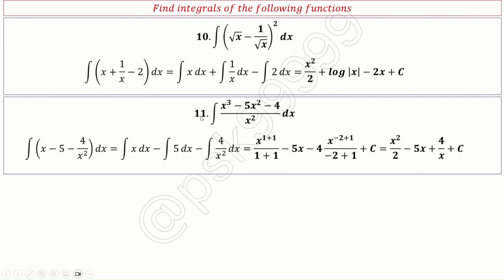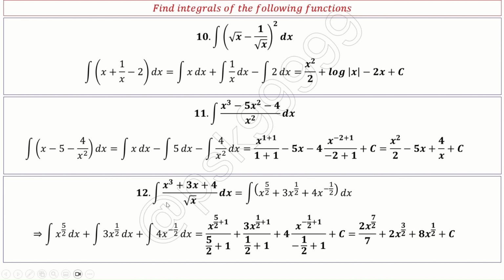Okay, now here integration of (x cube minus 5x square minus 4) by x square. If I divide this with x square, I'll get x minus 5 minus 4 by x square. Now I can do integration of each part. So that is nothing but x square by 2 minus 5x plus 4 by x plus c. Okay, same as above. I first write it into x to the power of some n and then apply individually. Okay, this is the answer.